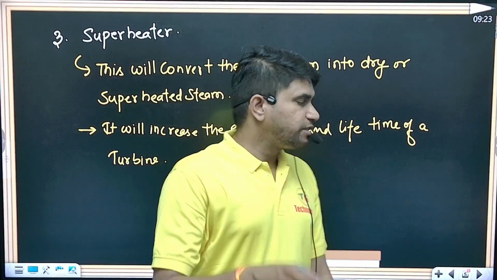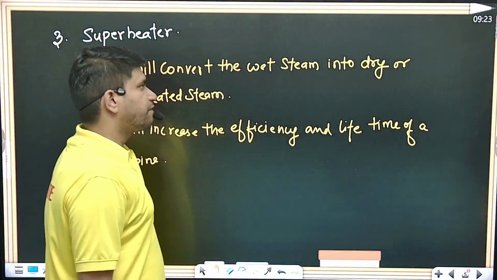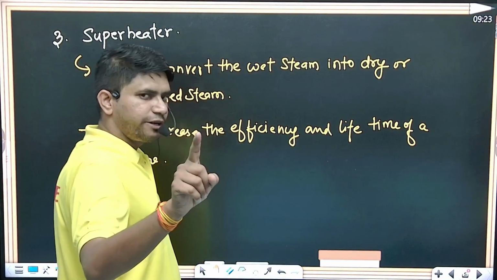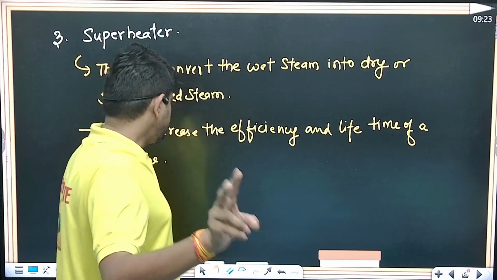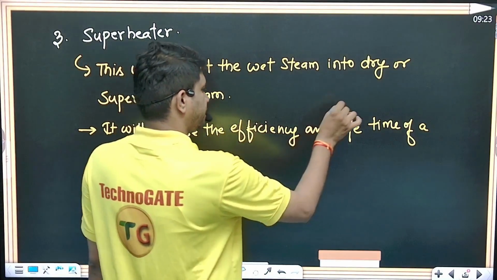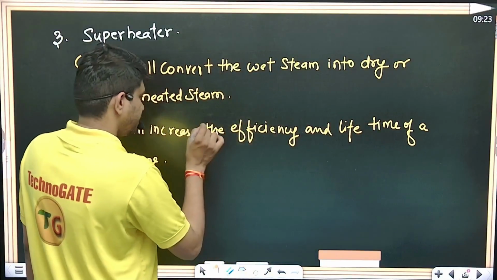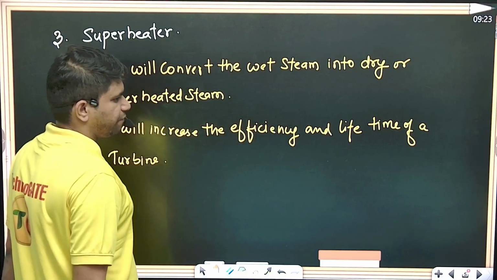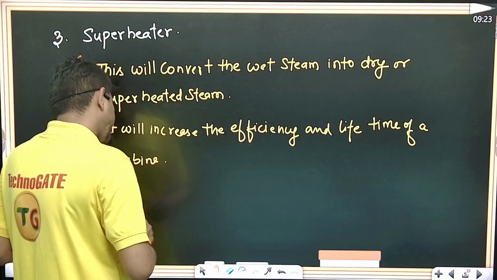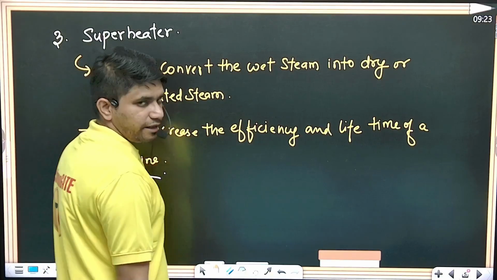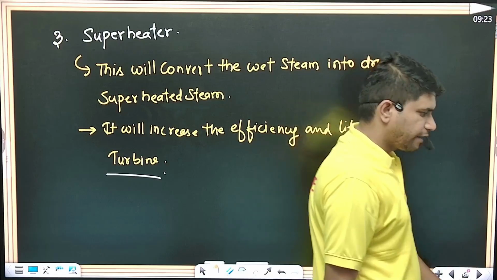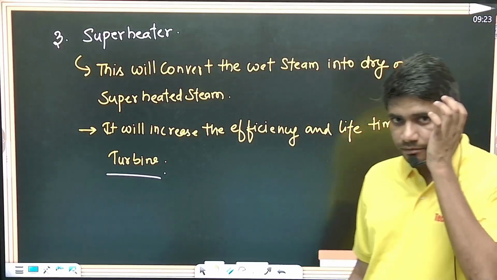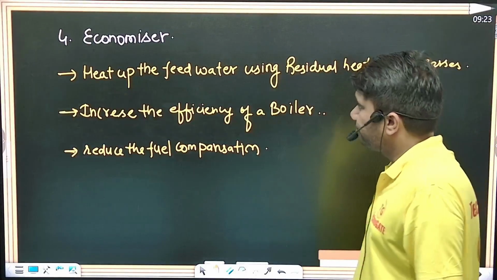So for this superheater, it will convert wet steam into dry steam or superheated steam. This is the first point you need to understand. And the second point is it will increase the efficiency and the lifetime of the turbine. So it is talking about the turbine. Please try to understand it. Clear?